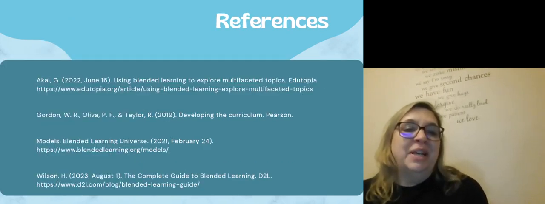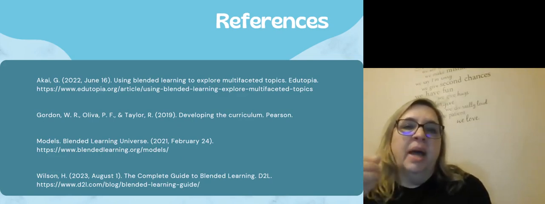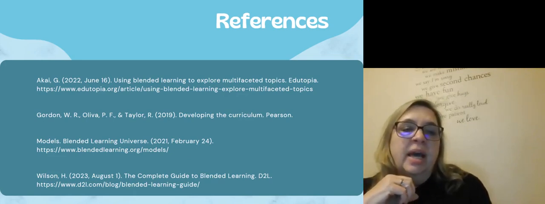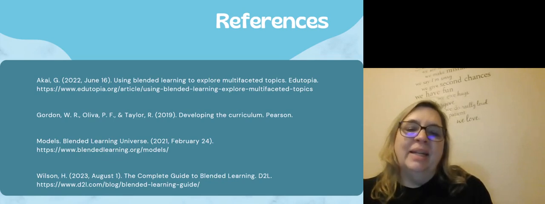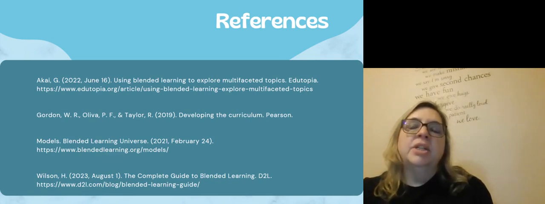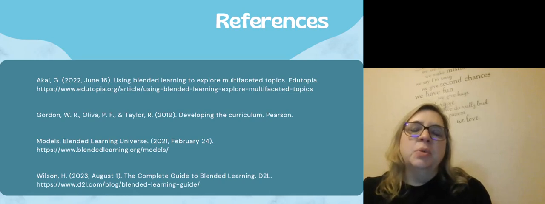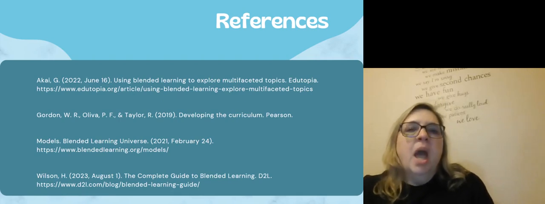I do want to tell you about the references I used today. So from Gordon and Akai, I talked about the different models of blended learning. Also from the blended learning universe, I got some examples from the Akai article in Edutopia. And I also looked at the complete guide to blended learning to look at those benefits. And so those were the places that I found my information. And if you want to learn more, you can look at these places.